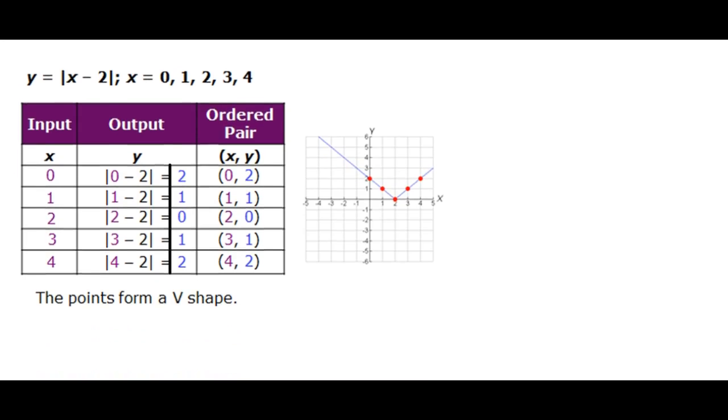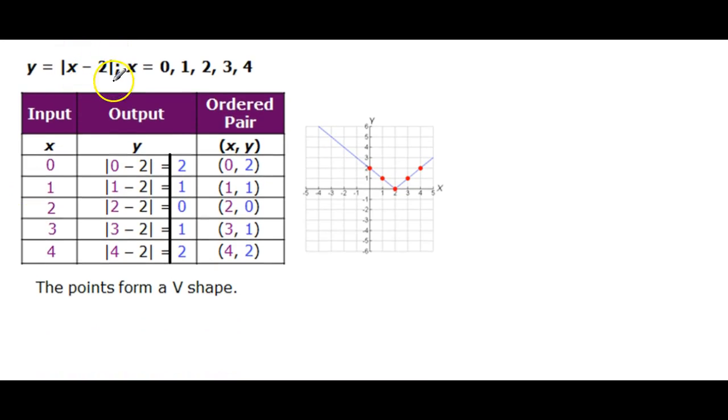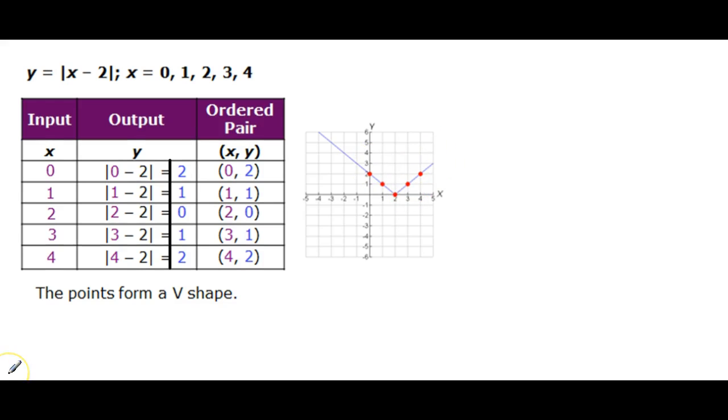Here's another one that's a little bit different. This is an absolute value sign. So I substitute in here. Absolute value acts as a grouping symbol. So 0 minus 2 is -2. Absolute value of -2 is 2. Put a 1. 1 minus 2 is -1. Absolute value of -1 is 1. See how these points are being generated? Again, when I plot these points, I see a different shape. That's a V shape.